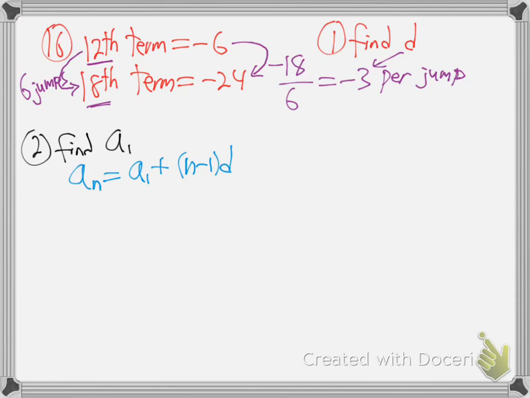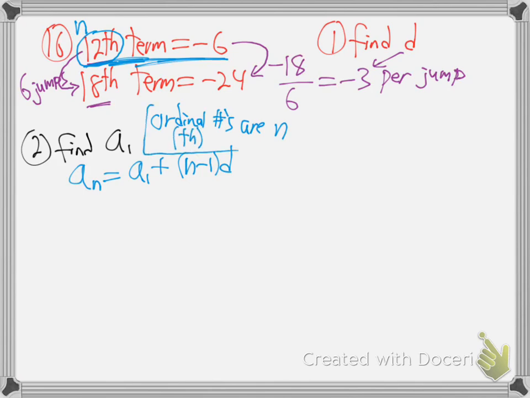Don't we have to know A sub 1? Well, remember, we just plug in the original information. So the 12th, what is that? It's an ordinal. So what is it? N. So the ordinal numbers are N. Is everybody tracking with me on that? I'll write that. Ordinal numbers are N, the th kind of numbers, like the 12th, 18th. Those numbers that imply ordering are always your N. So the 12 and the 18 are both N values.